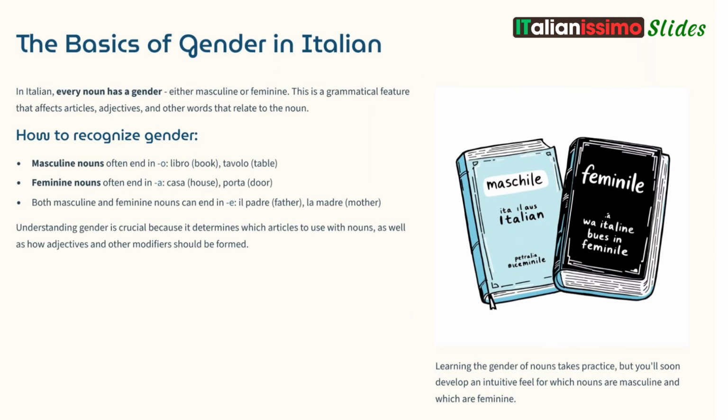The basics of gender in Italian. In Italian, every noun has a gender, either masculine or feminine. This is a grammatical feature that affects articles, adjectives, and other words that relate to the noun. How to recognize gender. Masculine nouns often end in O, like libro or tavolo. Feminine nouns often end in A, like casa or porta. Both masculine and feminine nouns can end in E, like il padre or la madre. Why it matters. Gender determines which articles to use with nouns and how adjectives or other modifiers should be formed.